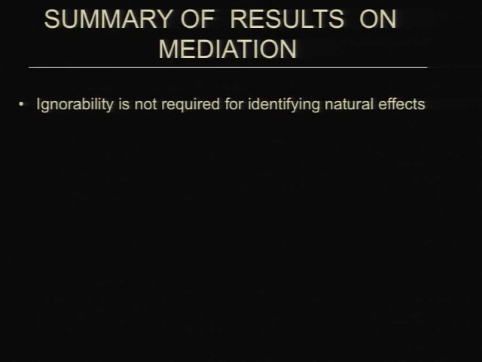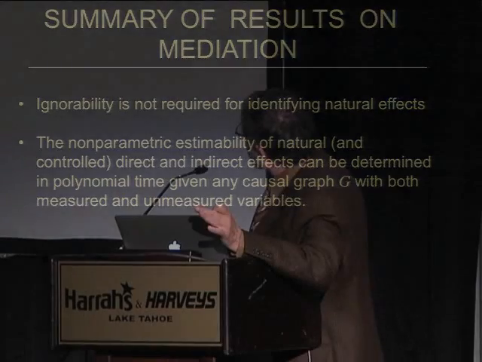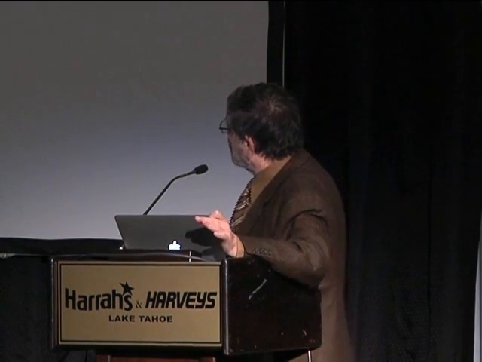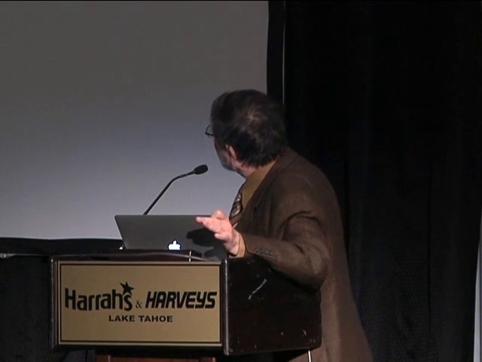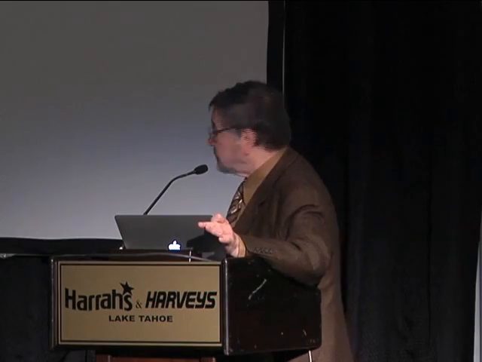Ignorability, which you normally hear in the literature, is not required for identifying natural effects. And non-parametric estimability of natural direct and indirect effects can be determined in polynomial time, given any causal graph with and without measured and unmeasured variables.